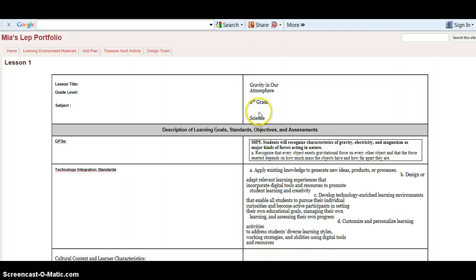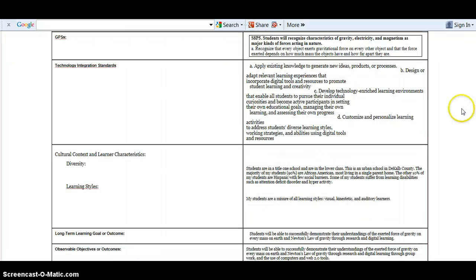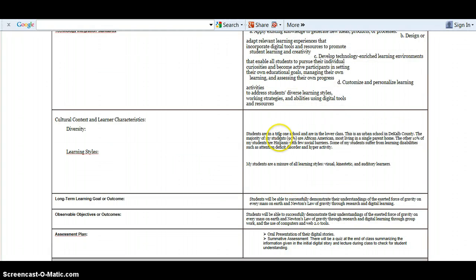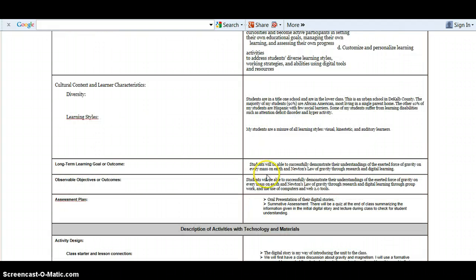Okay. The standard is that students will recognize characteristics of gravity, electricity, and magnetism as a major kind of force acting in nature. These are my technology integration standards. As for the cultural context and learning characteristics of my students, as I stated before, they may have some type of learning disability. They will be all kinds of learners: visual, kinesthetic, and auditory. I try to implement that throughout my lesson plans to accommodate those students in different ways. Students might be stronger in other areas.